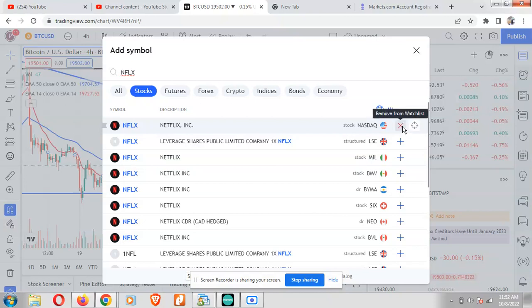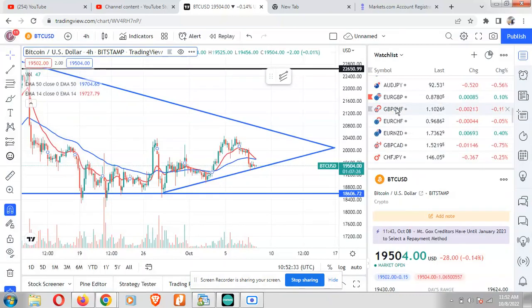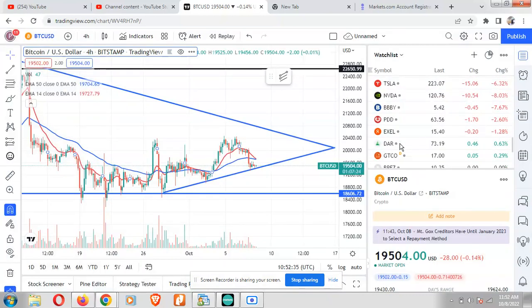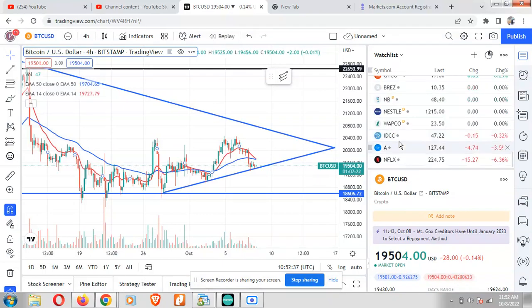So you can come here and click on it to add to your own chart. If it's to your own watch list, I mean to say, if you don't have it on your watch list. Already I have it in my watch list, so I've clicked on it. So it's there. What I do is to locate it. Here is Netflix. NFLX is Netflix.